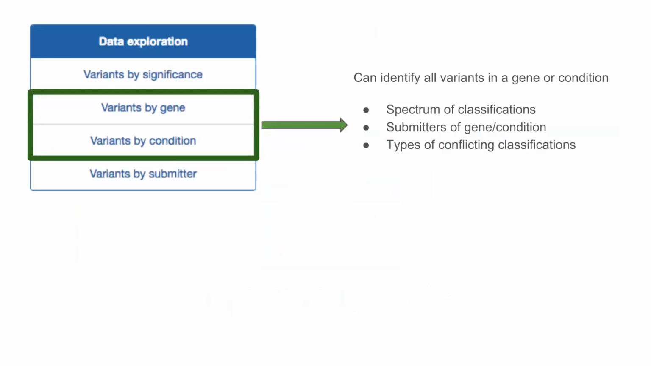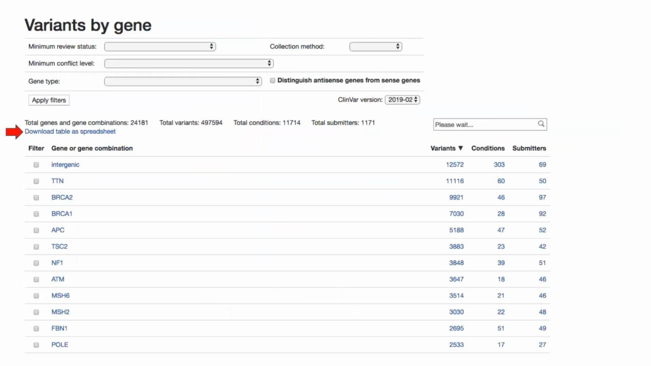So I'm going to start with what you first would get if you had clicked on variants by gene. It's this picture here, where it lists, and I cut off the list here, what the gene or gene combination is, how many variants are within that gene, how many different conditions have been listed for that gene in ClinVar, and how many submitters there are. Here I had sorted it by variants, to show which genes have the most variants within ClinVar. You can see Titin is the gene that actually has the most, and then BRCA2, BRCA1 after that.